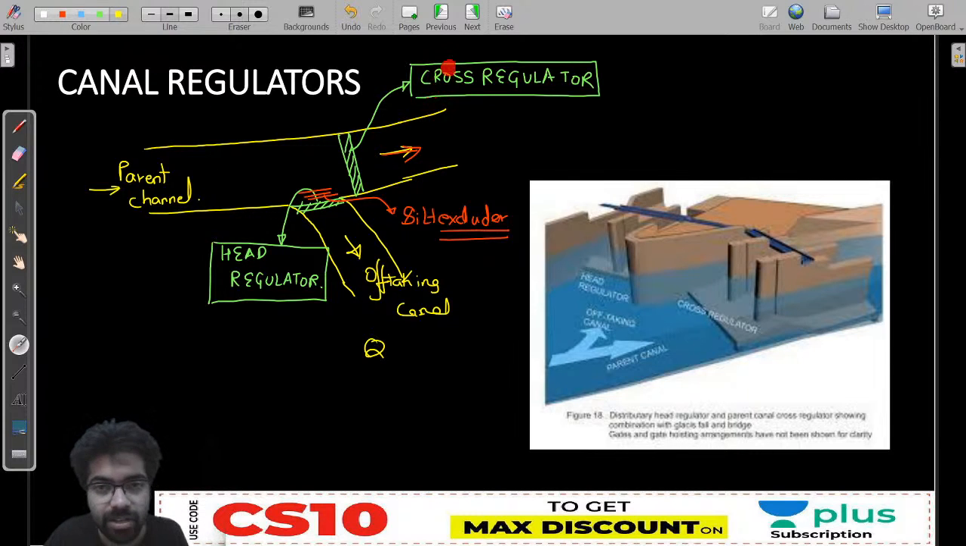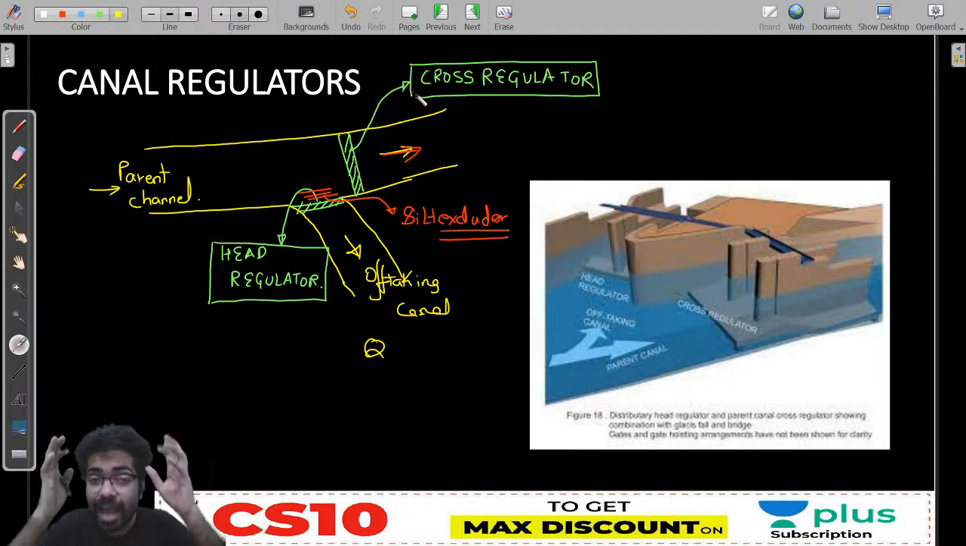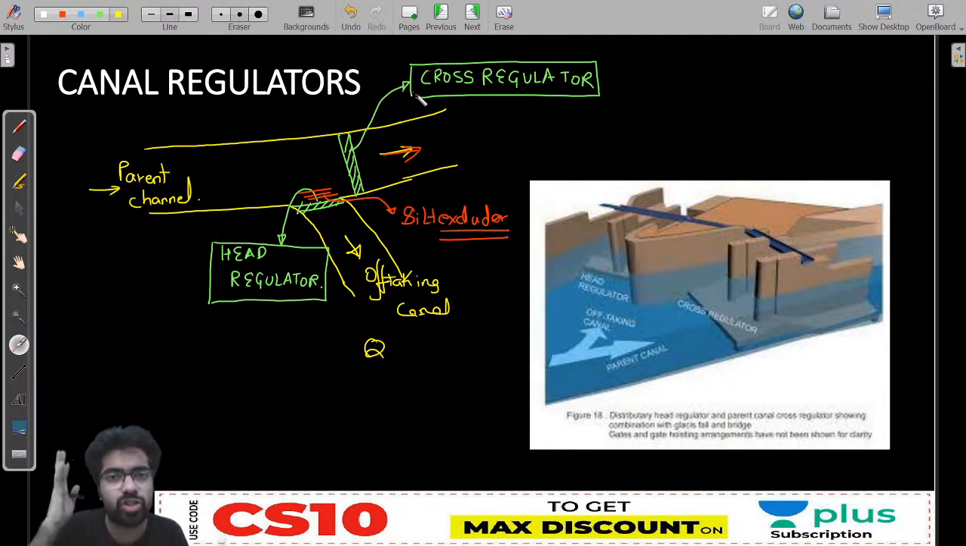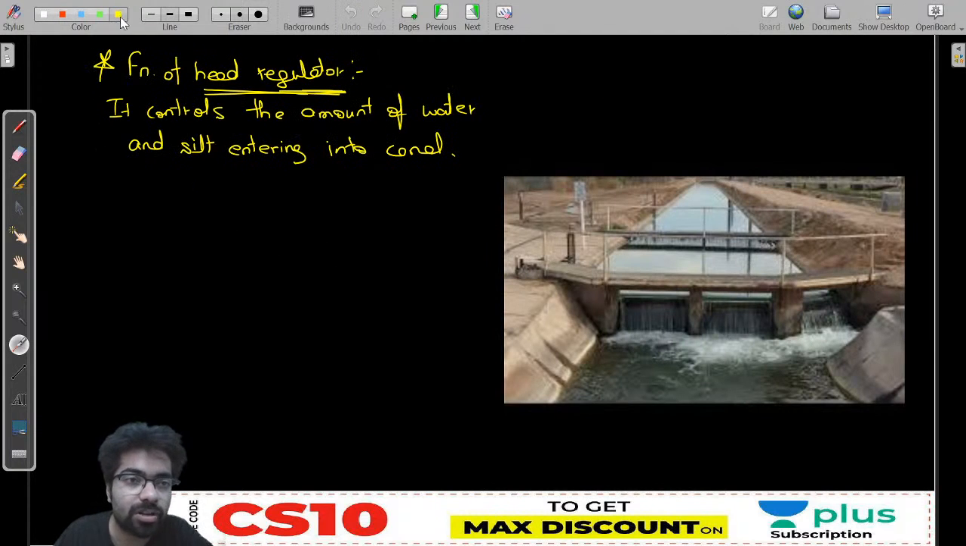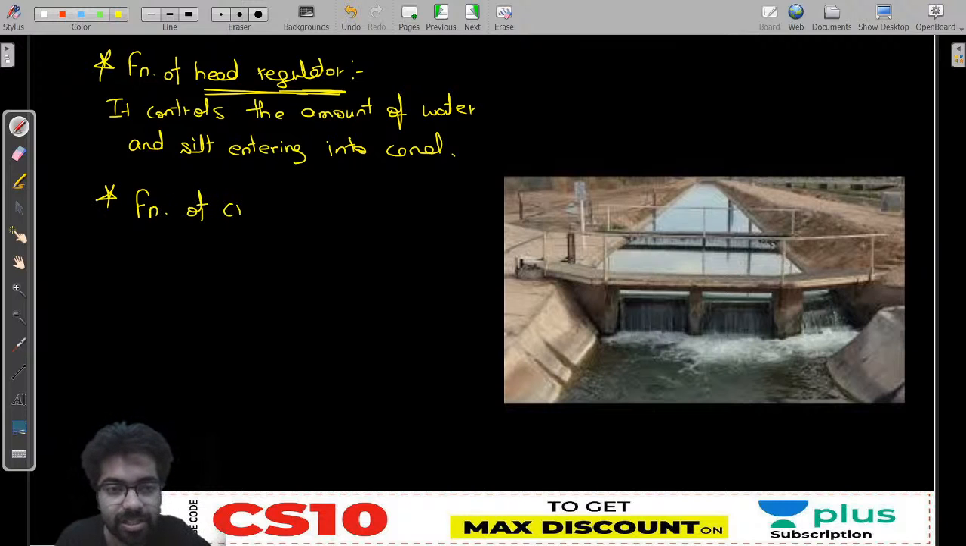So what is the main function of the cross regulator? Sir, it helps in absorbing all the fluctuations coming in the discharge which is entering the canal. Sir, now I have understood. Write down one line so that I am fully aware of it. Let me write it down: function of cross regulator.